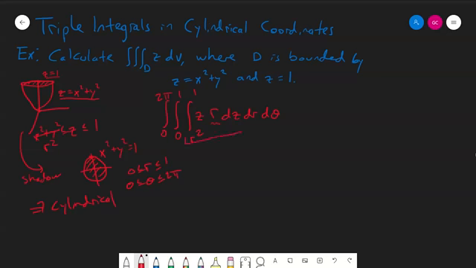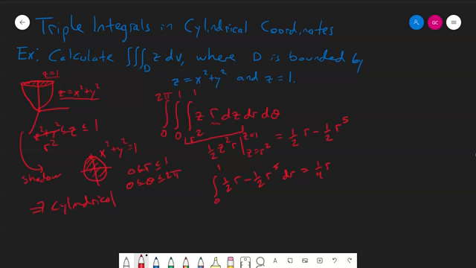So if we do the inside integral here, the integral of zr dz is 1/2 of z squared r, and that's from z equals r squared to z equals 1. So that becomes 1/2 of r minus 1/2 of, well, r squared squared is r to the 4th, and combined with that other r is r to the 5th. Next, we do the integral from 0 to 1 of 1/2 r minus 1/2 r to the 5th dr.